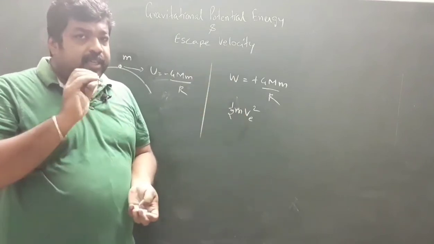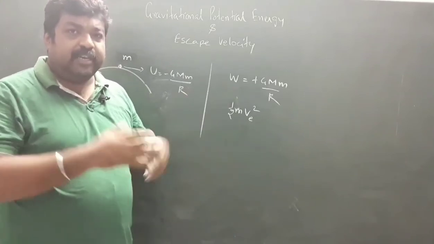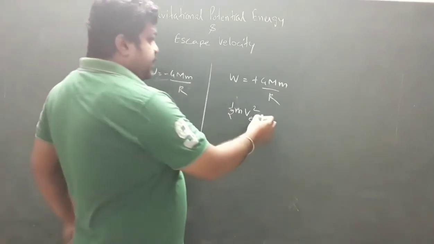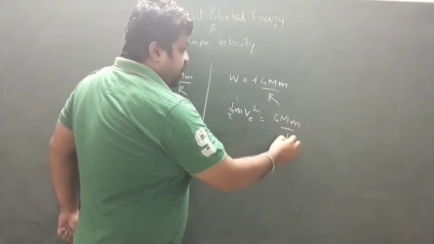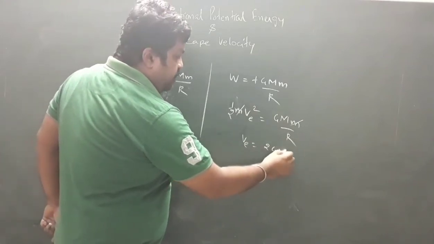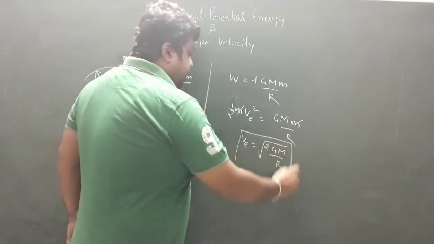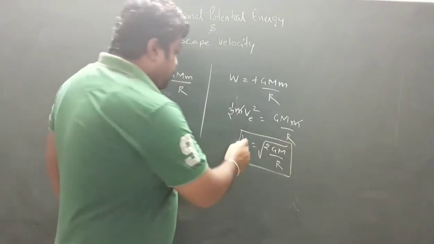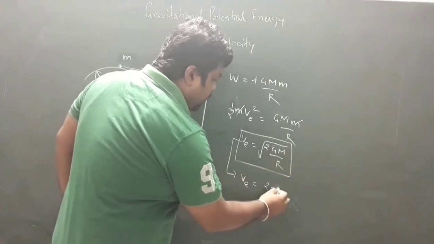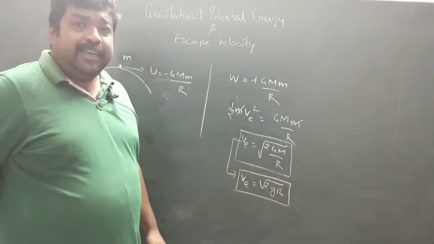So escape velocity is the minimum velocity with which an object must be projected so that it escapes from the gravitational pull of Earth and goes to infinity. This is the kinetic energy with which the body is projected, and it is equal to GMm by R. This m and this m cancel out, so we have ve is equal to root of 2GM by capital R. This can also be written as ve equal to root of 2gR, since GM is equal to gR square. So these are the two forms in which you can write the expression for escape velocity.